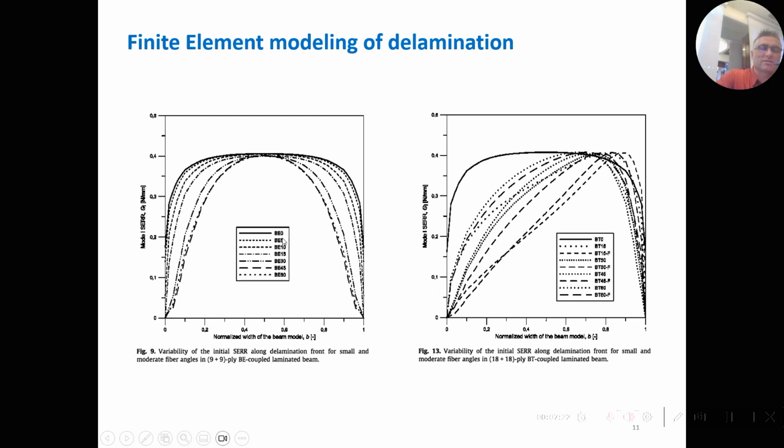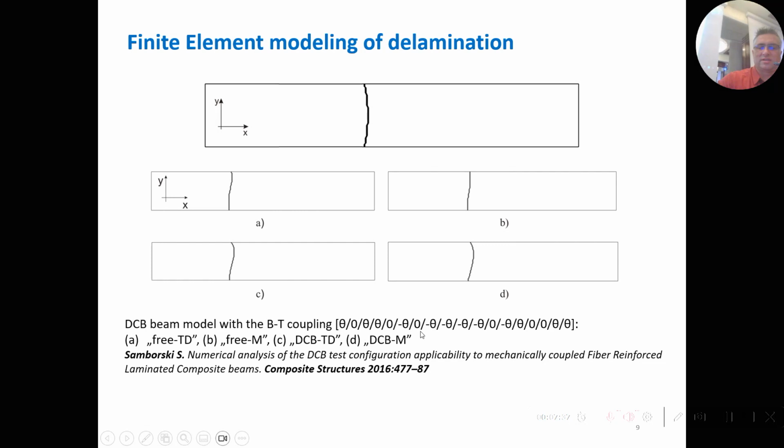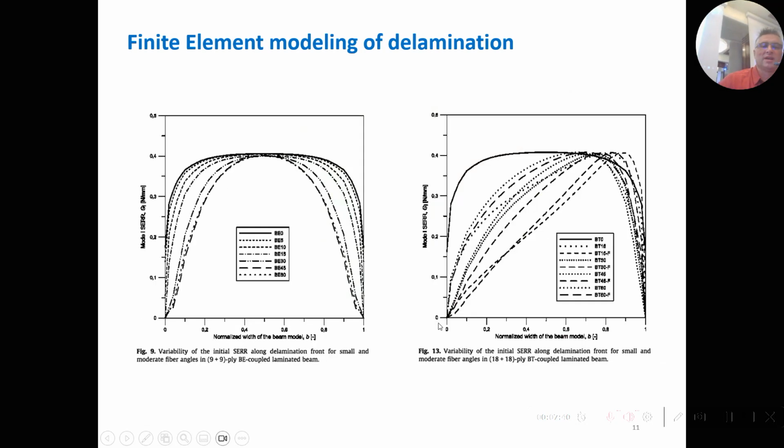And this is another example of some simulations with different angles. BE means bending extension coupled specimen. 0, 5, 10, and so on, this is the angle of fiber orientation, which again can be seen here. You see this is theta, so you can modify this in the Abaqus model. And what we can see here is that even though in such a case with bending extension the distribution of strain energy release rate is flat, it becomes more and more narrow. So you can describe this by some parameter.